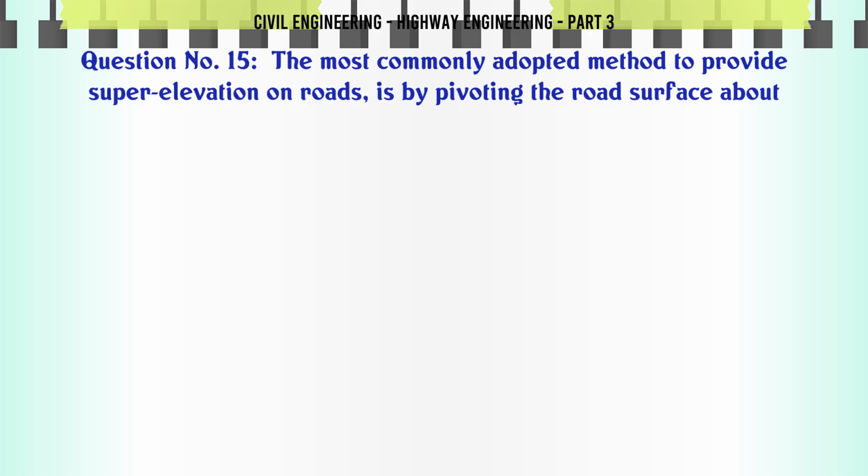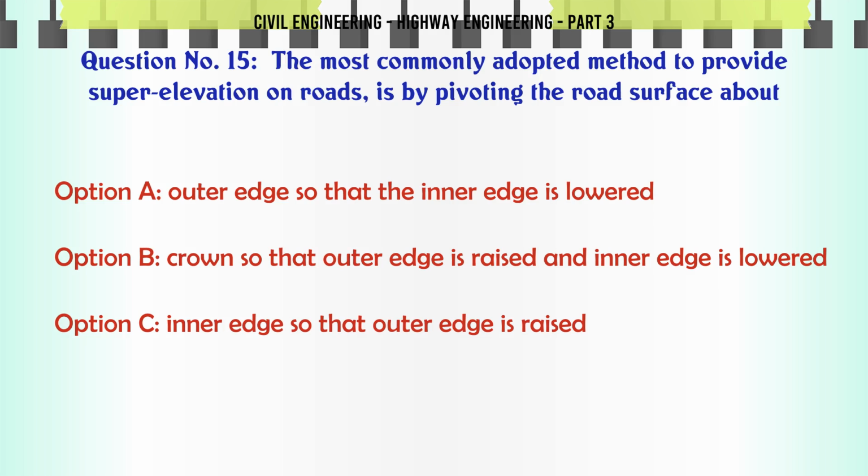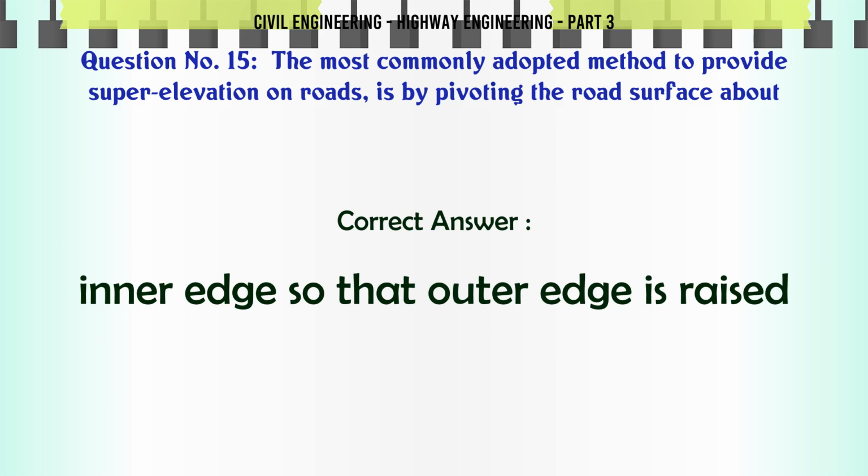The most commonly adopted method to provide super elevation on roads is by pivoting the road surface about A. Outer edge so that the inner edge is lowered. B. Crown so that outer edge is raised and inner edge is lowered. C. Inner edge so that outer edge is raised. D. None of these. The correct answer is inner edge so that outer edge is raised.